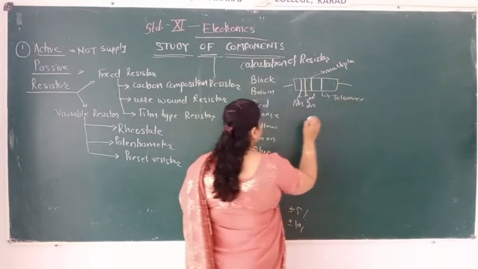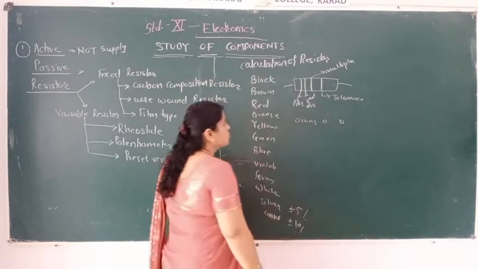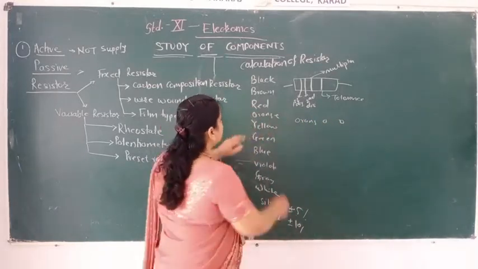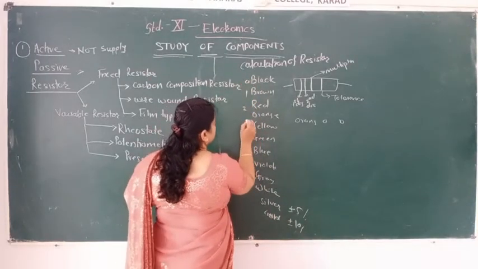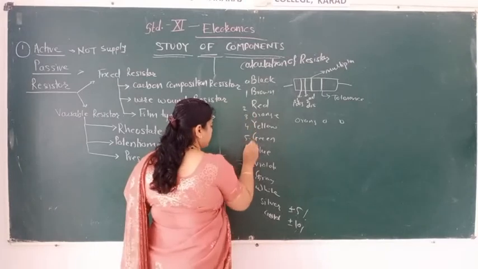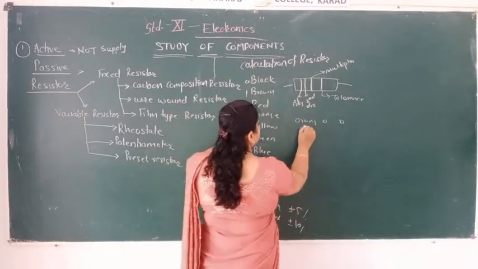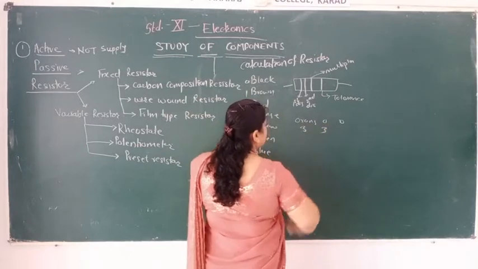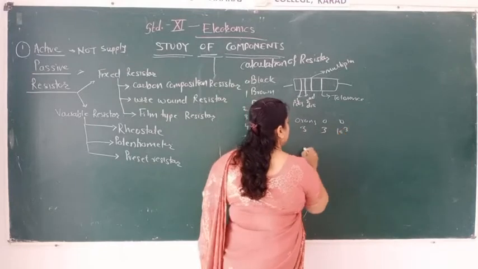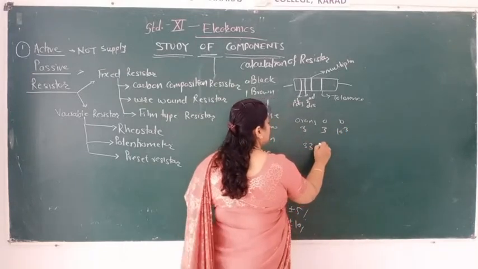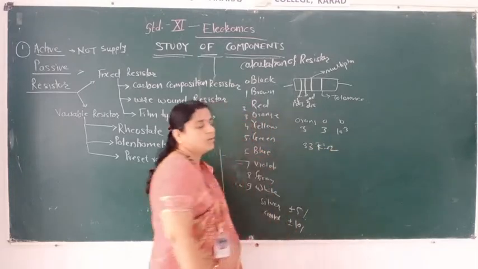As an example, I have taken orange, orange, orange. Orange has which number? Yes, 0, 1, 2, 3, 4, 5, 6, 7, 8, 9. So orange has number 3. The last orange being 3 means it is 10 raised to 3. So 33 into 10 raised to 3 means it is 33 kilo ohm.